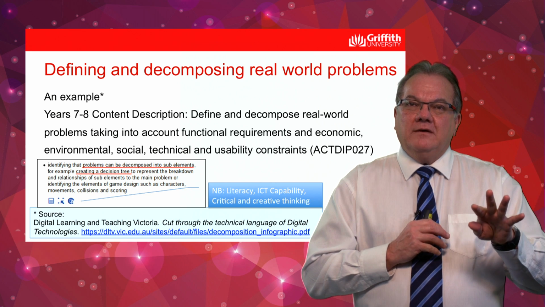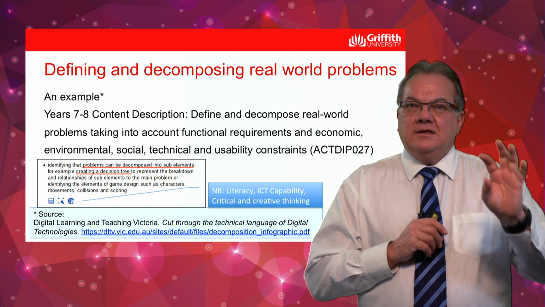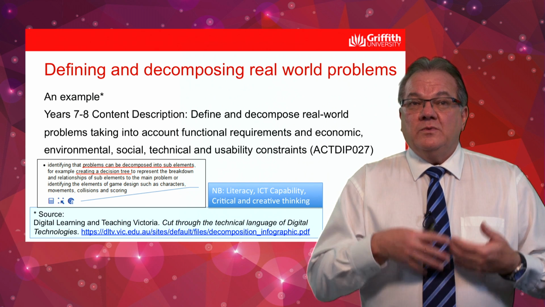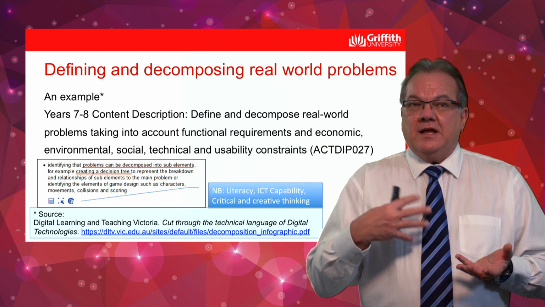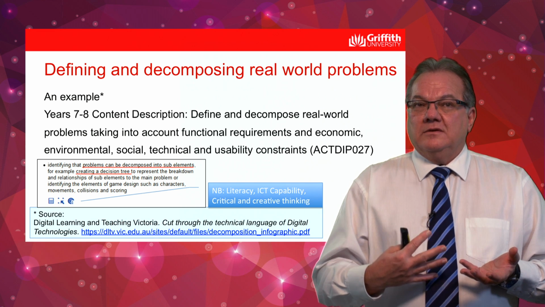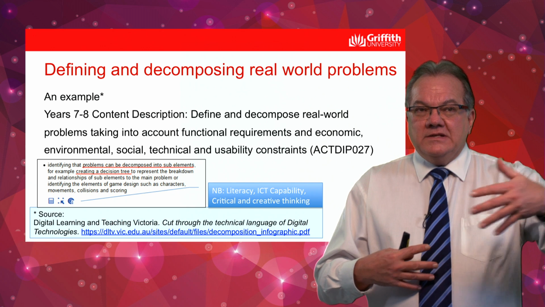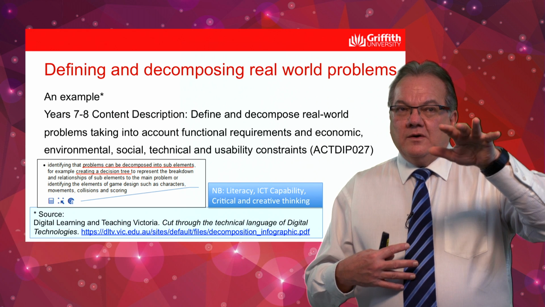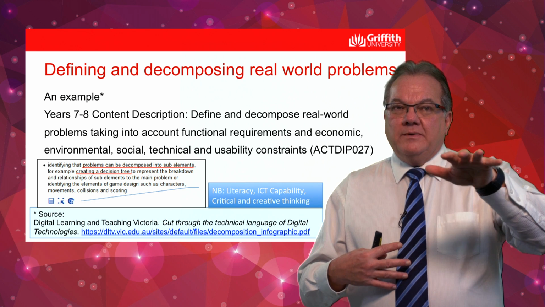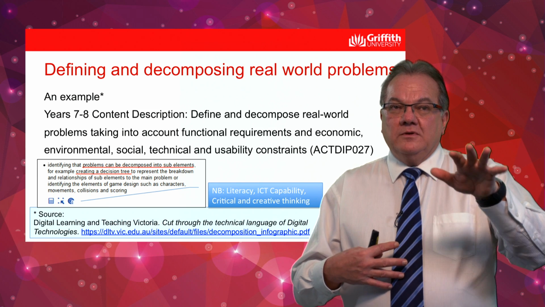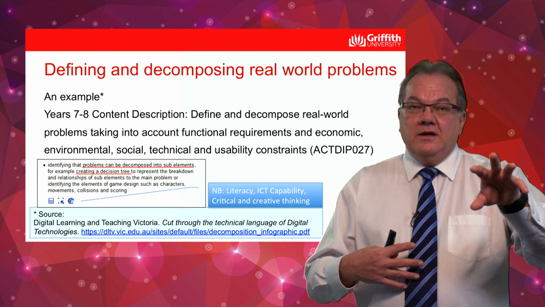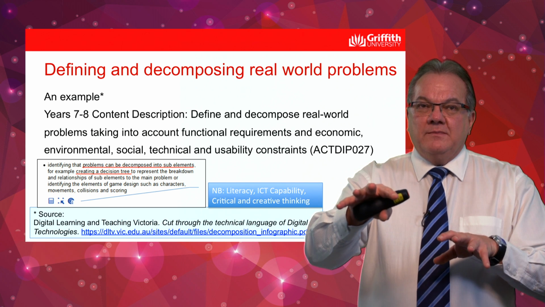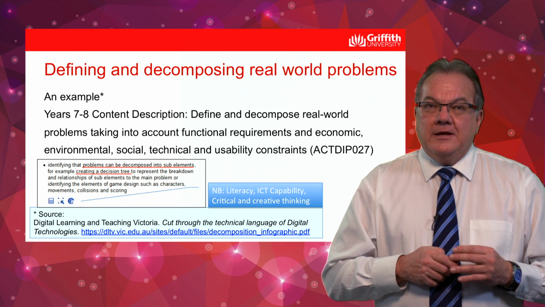So the example I've got here, sitting between F2 and 9-10, is the Year 7-8 content description to define and decompose real-world problems, taking into account functional requirements and economic, environmental, social, technical and usability constraints. And please note that this particular statement of identifying problems that can be decomposed into some elements, for example, creating a decision tree. We're also developing general capabilities of literacy, ICT capability, and critical and creative thinking.